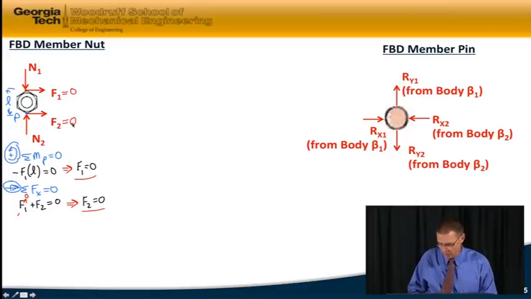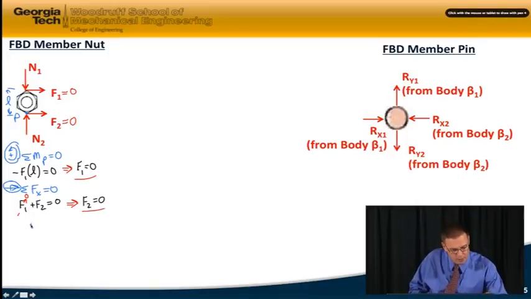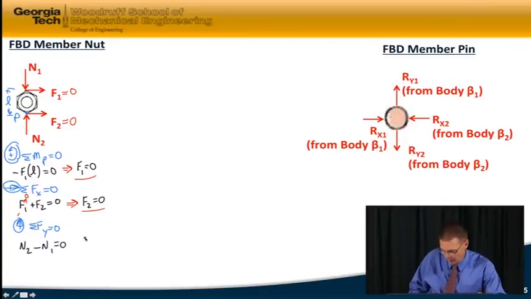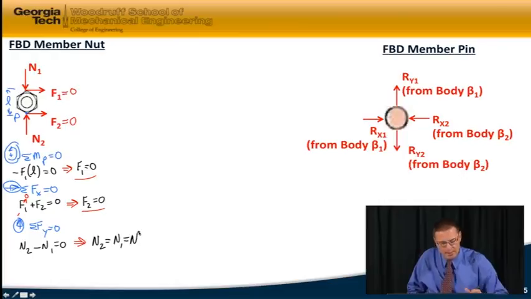And I have one more equation of equilibrium. Let's go ahead and sum forces in the y direction, set it equal to 0. And I'll get N2, which is up for positive, minus N1 equals 0. And so I can't solve for N1 and N2 explicitly, but I can find the relationship between the two. And so I know that N2 is equal to N1.